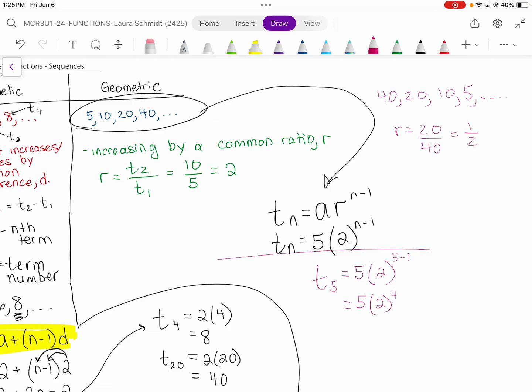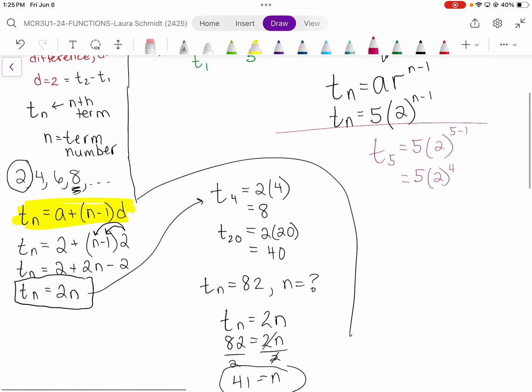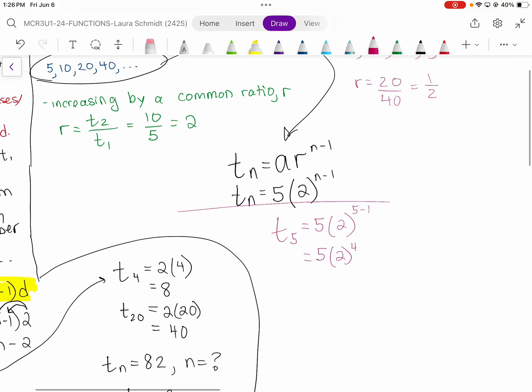What's up? I highlighted it. A plus n minus 1 in brackets times d. That's what I thought. Okay. I'm going to highlight this too. Okay, what'd you guys get?